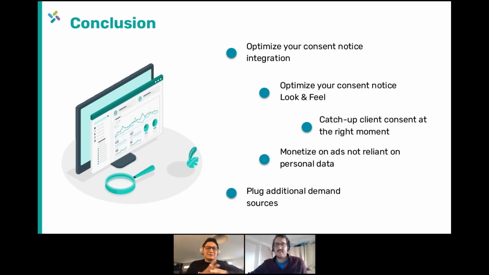So the conclusion, what are the takeaways? Optimize your consent notice integration. It's really important. Optimize your consent notice look and feel. Catch up client consent at the right moment, especially the ones that refuse it. So try to catch them or to bring them back to the good side afterwards. Monetize on ads not reliant on personal data, and plug additional demand sources.